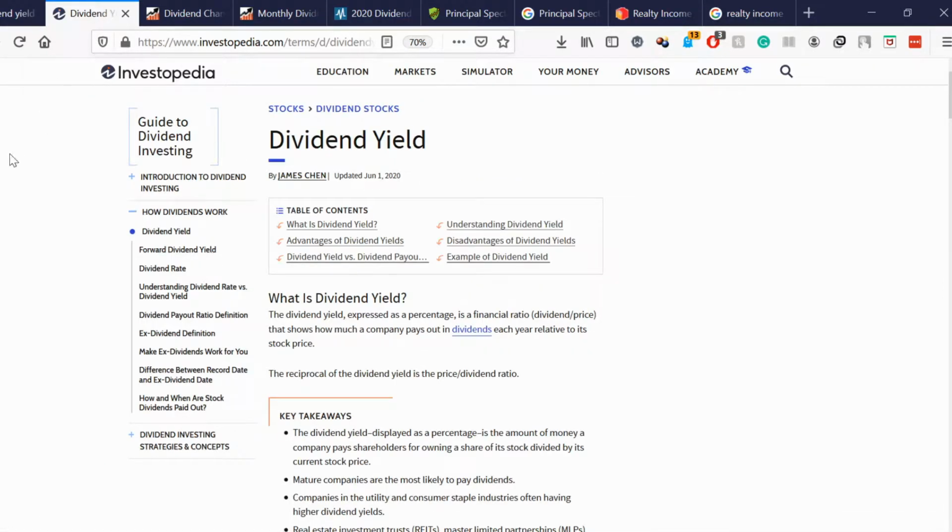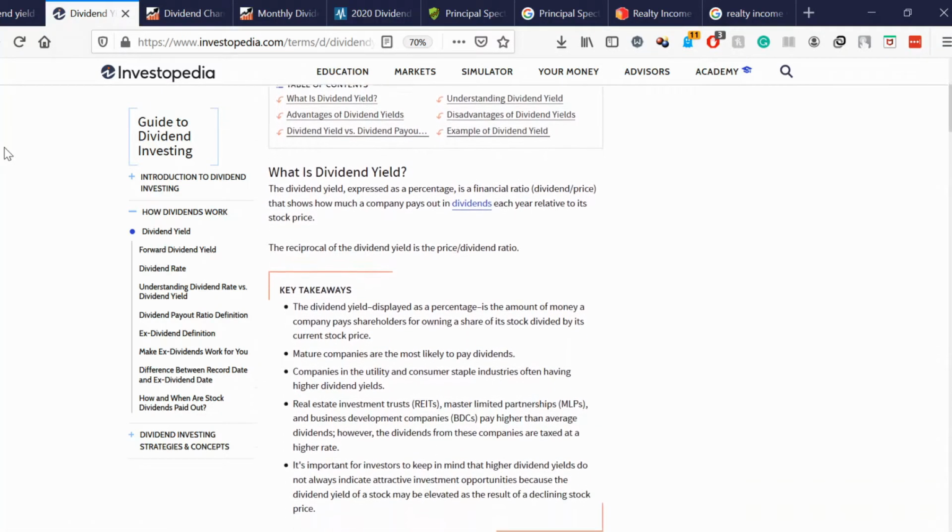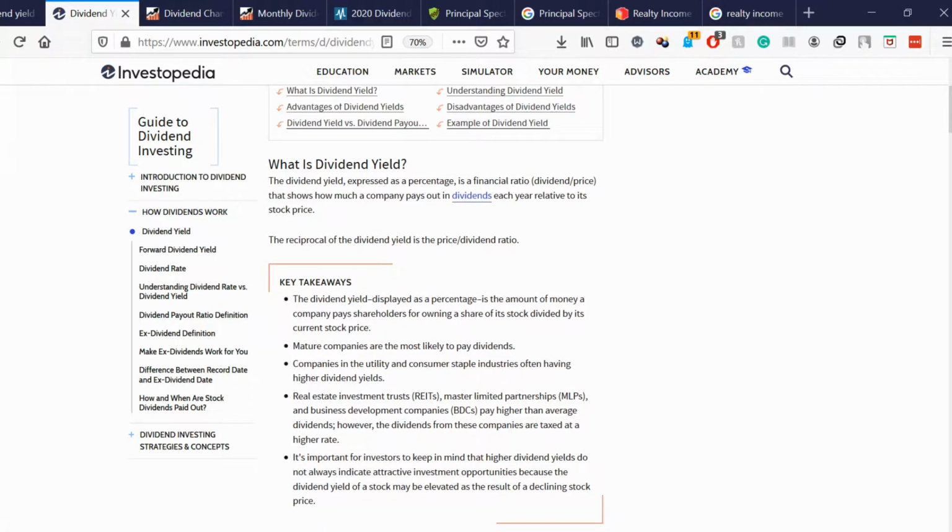Now here's one website I like to use, Investopedia. I'm not sponsored or affiliated with this. I like this website. I've been using it before, and it might be helpful for you guys who are starting to learn. What is a dividend yield? Dividend yield, expressed as a percentage, is the financial ratio, dividend divided by price, that shows how much a company pays out in dividends every year relative to its stock price. The reciprocal of the dividend yield is the price dividend ratio.